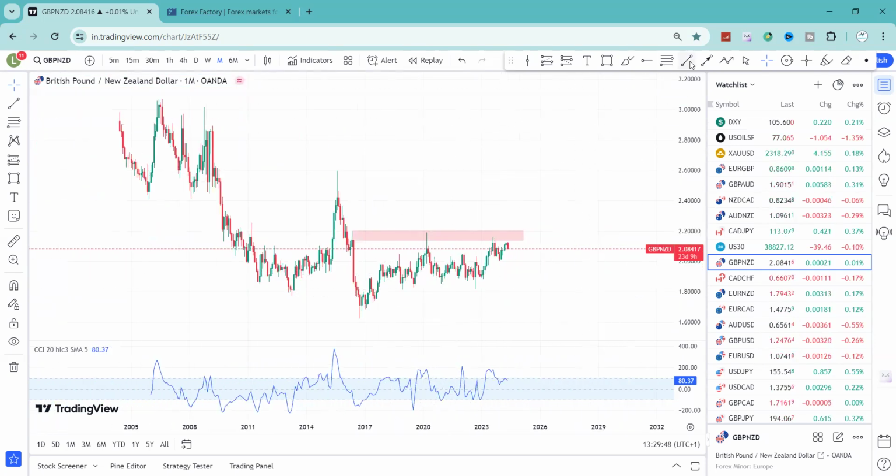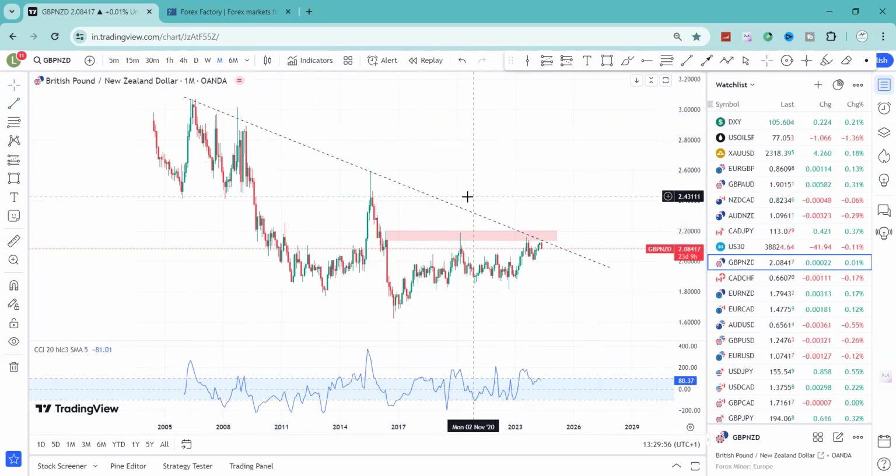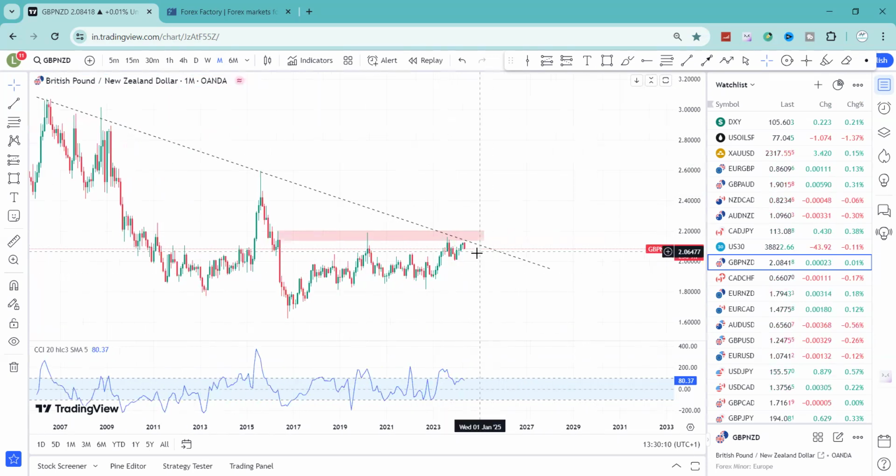So the general view of GBPNZD is strictly bearish, as you can see here. The general view is still bearish because why? Looking at it on the monthly time frame, price has obviously been touching this zone here, the third touch, and this apparently happens to be the fourth touch. So we're still expecting a massively bearish movement.